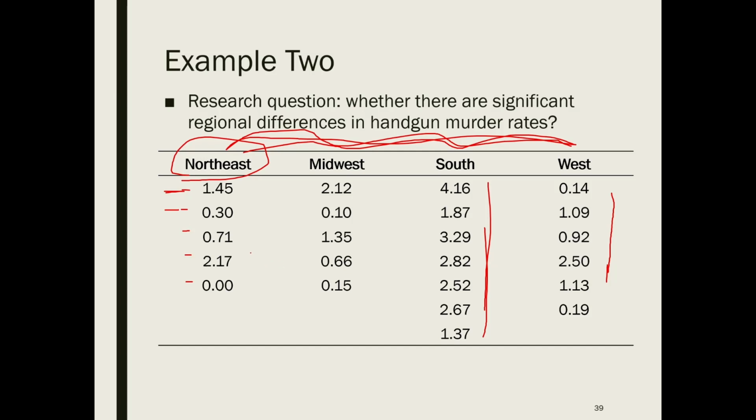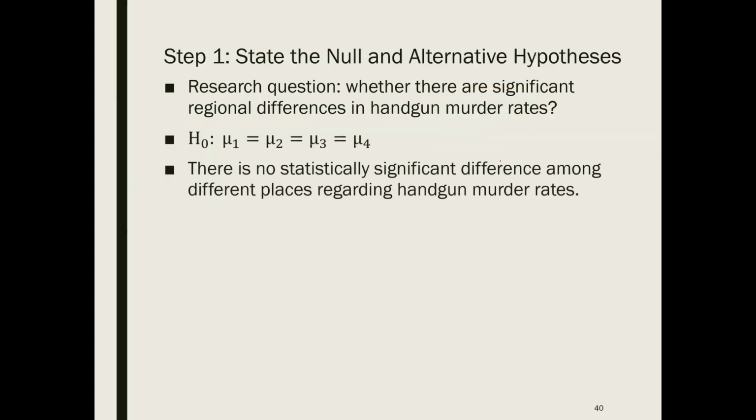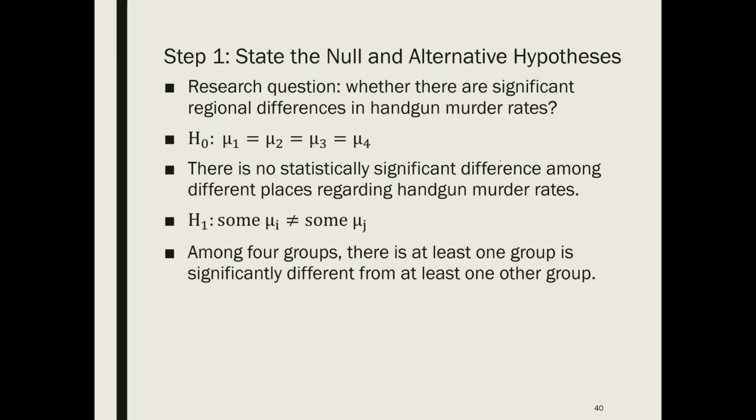But the thing is, you can see we have 1, 2, 3, 4 groups, and the handgun murder rate is our dependent variable. The dependent variable is measured by those numbers, right? It's a rate, it's numbers. So it's a continuous variable. And our independent variable is the regions across the US. So 4 different regions. So we are going to use ANOVA. Again, we're moving a little bit fast.